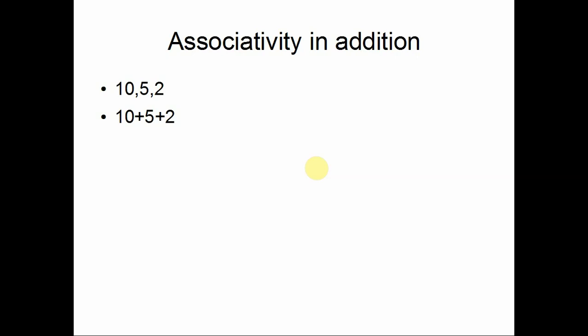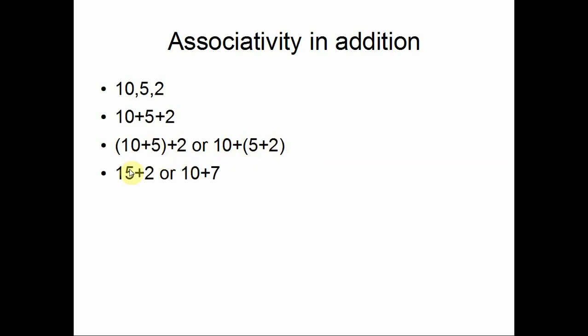So let's suppose we want to add 10, 5, and 2. We have 2 ways in which we can add these numbers. We can either add 10 with a 5 and then a 2, or we can add a 10 to the 5 and the 2. So if we do this, we simplify this equation. 10 plus 5 becomes 15 and we add it to the 2, or 10, which is already there, we add it to the 5 plus 2, which becomes the 7. And at the end, we see that the total value is 17.